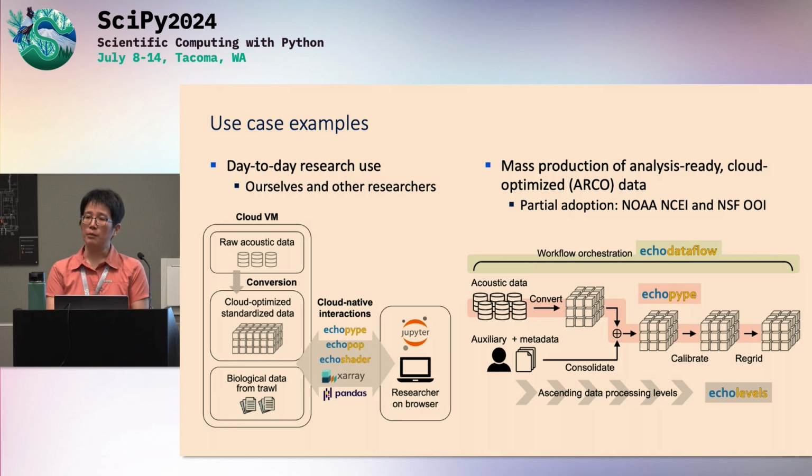We can also use them to do mass production of analysis-ready cloud-optimized data sets, right? So here I illustrate one possibility. You can use EchoPipe to process your data across multiple stages and then save each data product across all these different stages. You can orchestrate the workflow with Echo data flow and still keep very good provenance of what your data has been through in terms of processing stages.